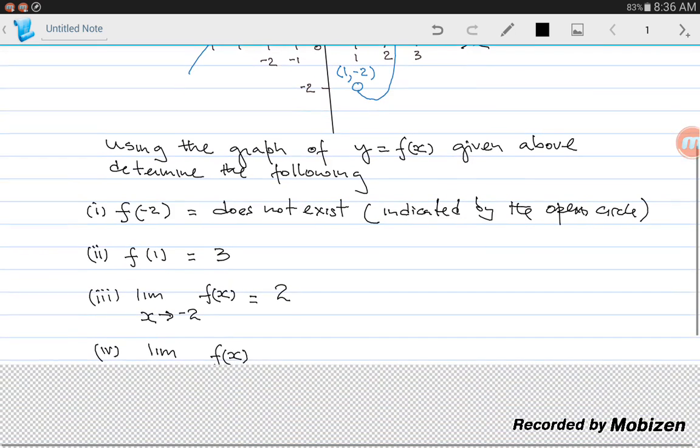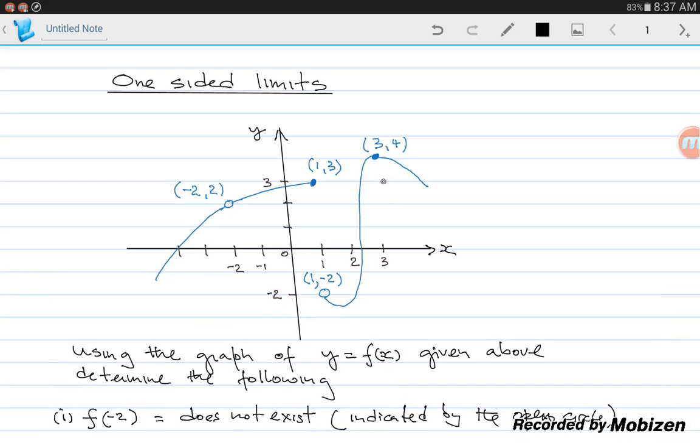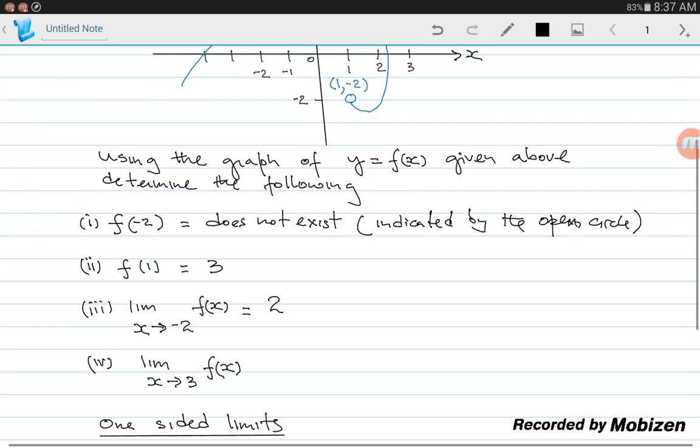If I look at the limit of f of x as x approaches 3, that's fairly straightforward. We see here a closed circle, and f of x is approaching 4.